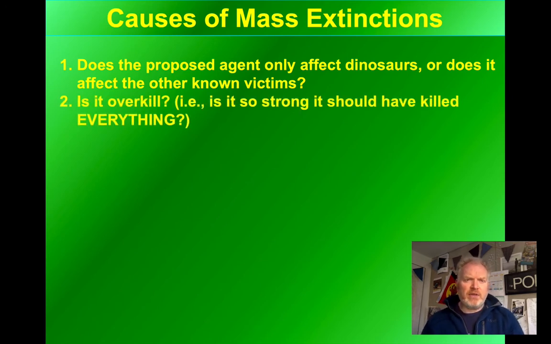What we can't have, though, is overkill. We can't come up with a mechanism for mass extinction that wipes out life on Earth, because we know that didn't happen. We're literally living proof that life on Earth hasn't been wiped out.